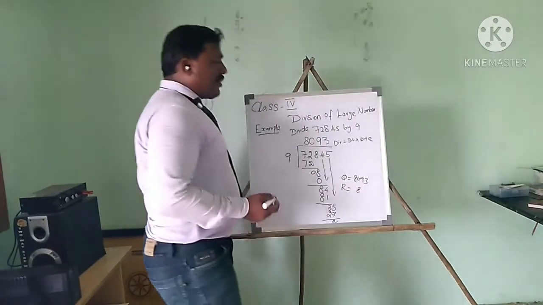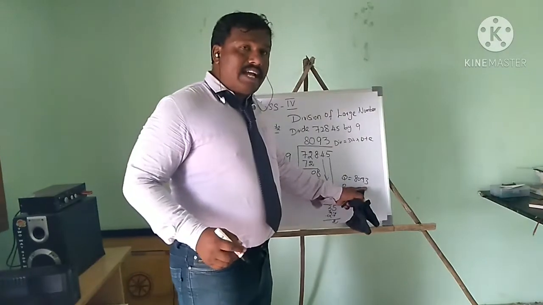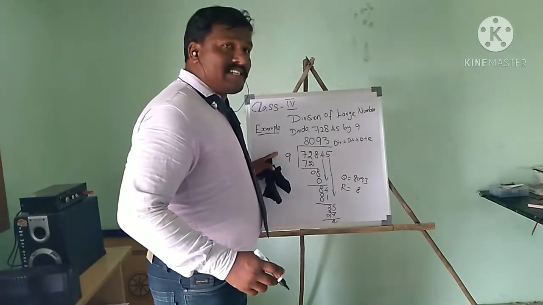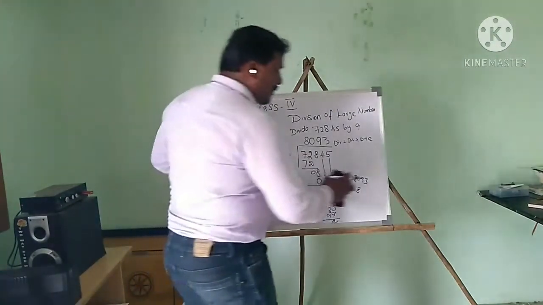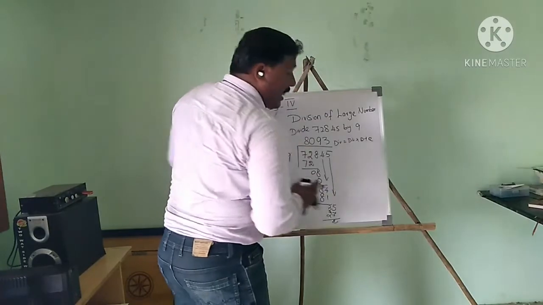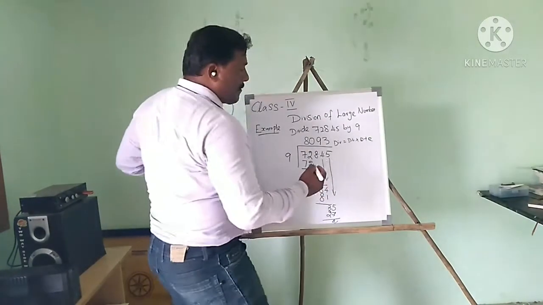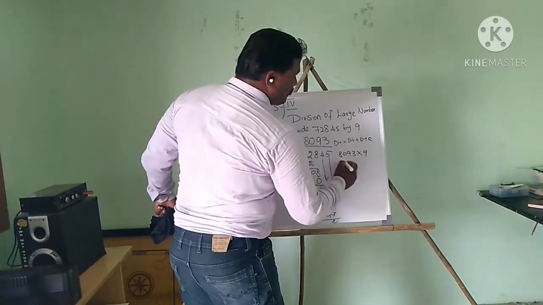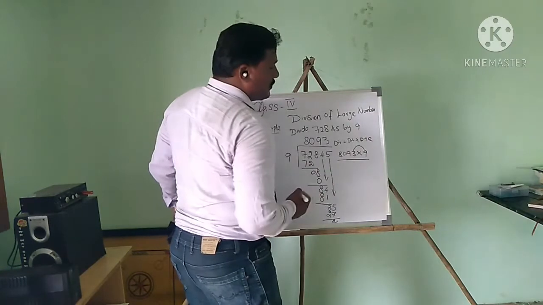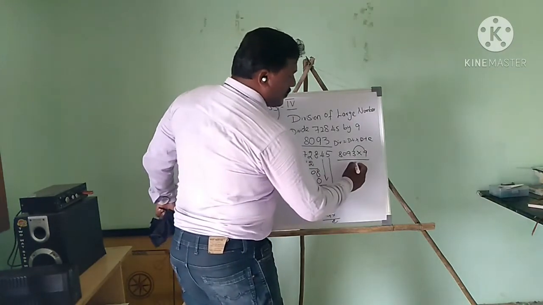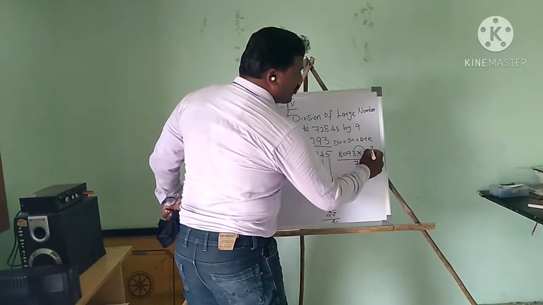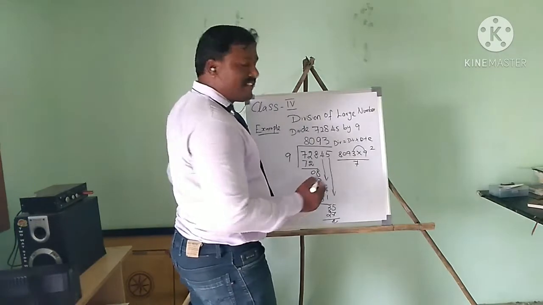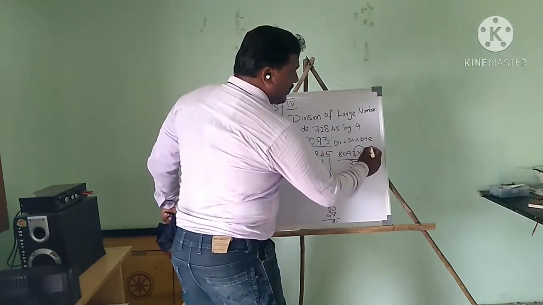Here I found the quotient as 8093 and remainder 8. We already know the divisor is 9. So I am going to use this algorithm to check whether my answer is right or wrong. 8093 multiplied by 9. So 9 3s are 27, 7 here, remainder 2. 9 9s are 81, 81 plus 2, 83. So 3, remainder 8.